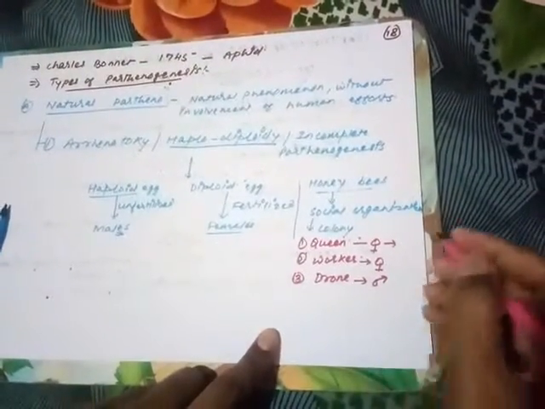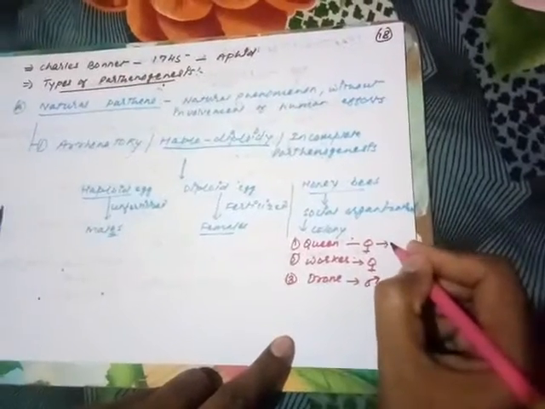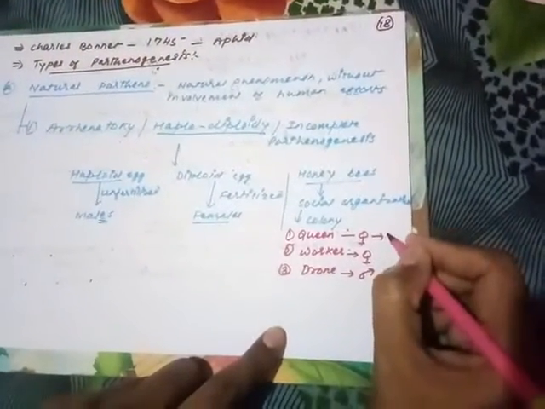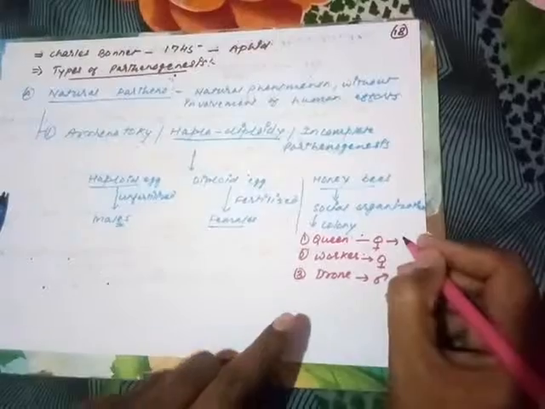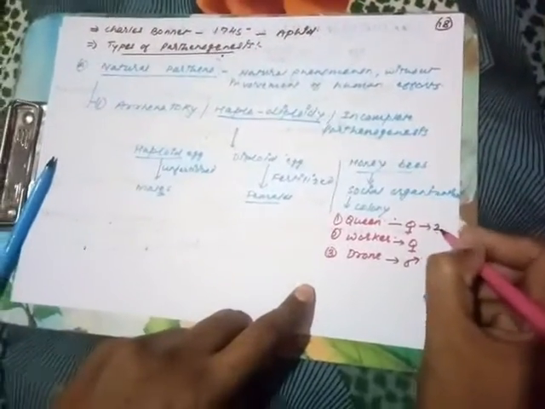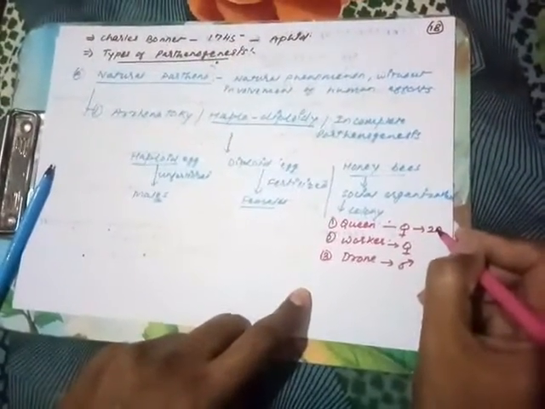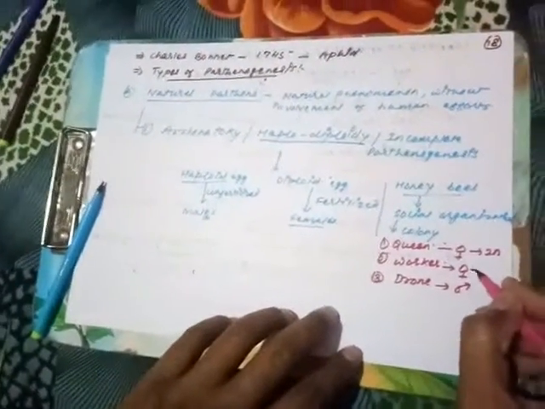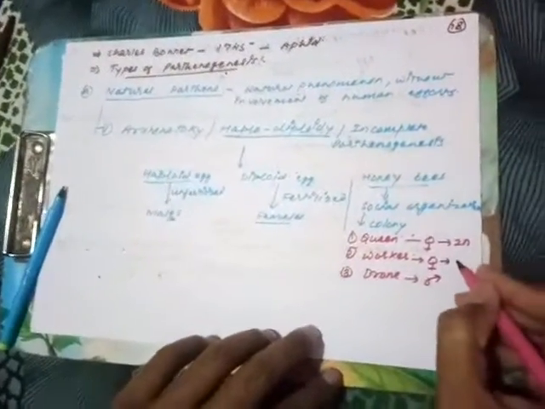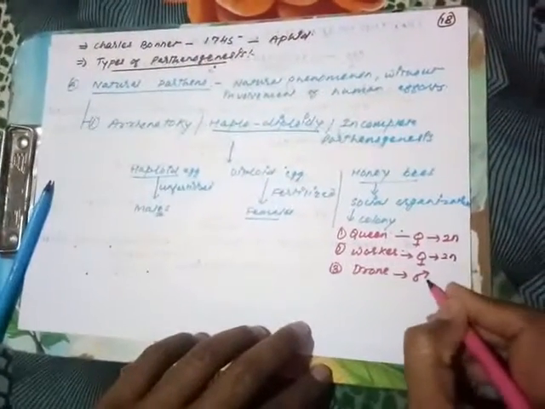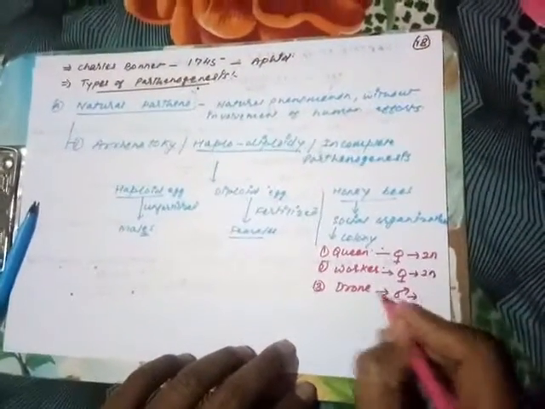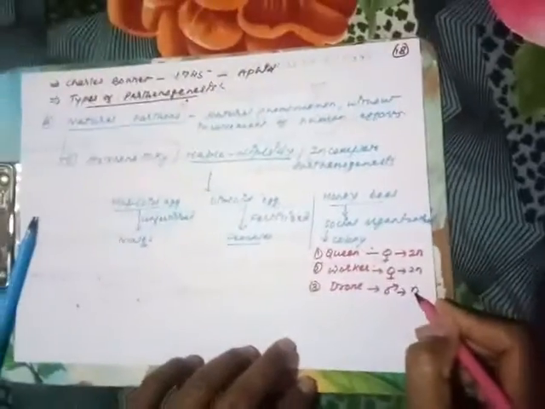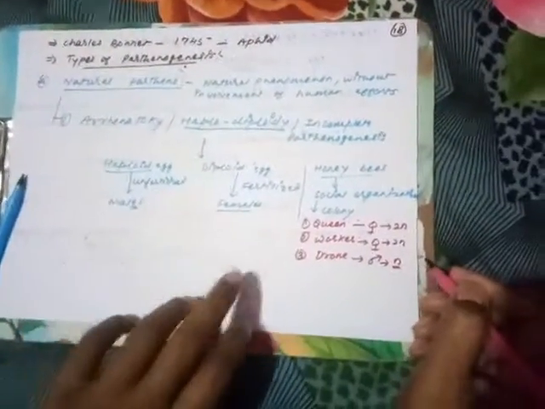So queen developed from the fertilized egg, that is diploid in nature, female. Worker developed from unfertilized egg, they are also diploid in nature. But the drone, that is male, remains haploid. So this is what is haplodiploidy.